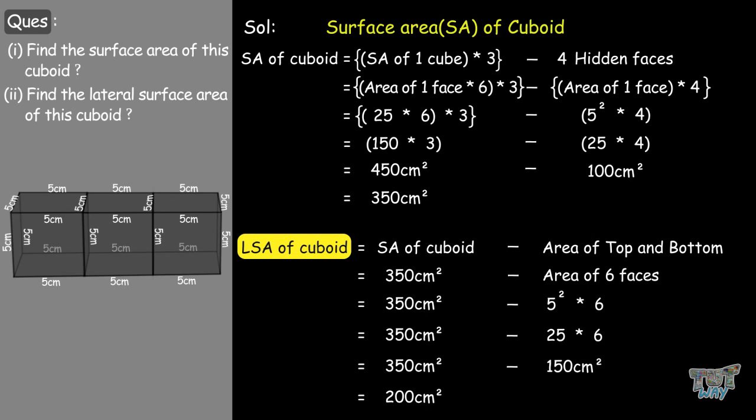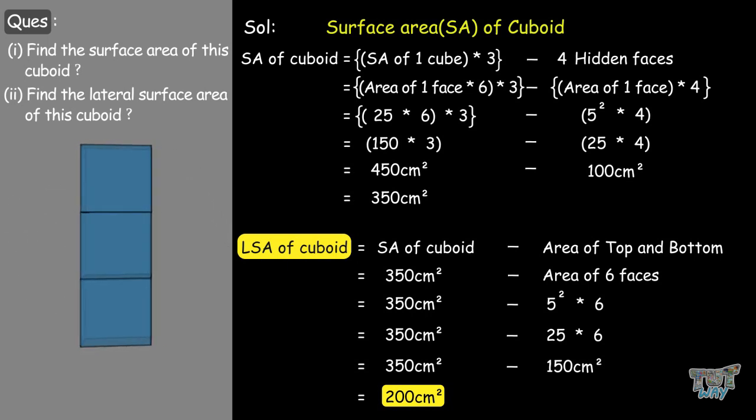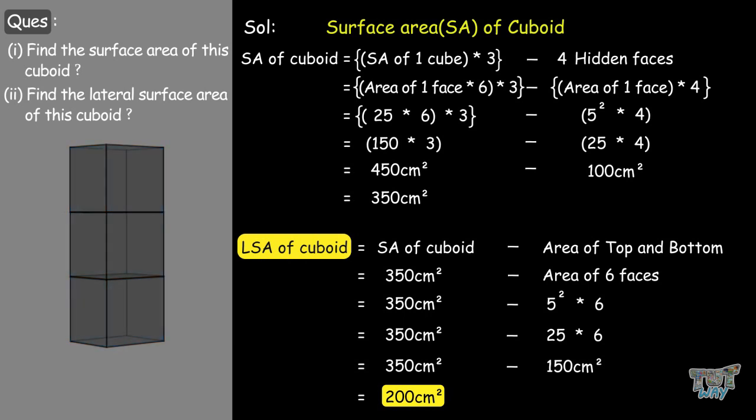So lateral surface area, that is the surface area of the walls of this cuboid, if you're placing this cuboid in the horizontal fashion, is 200 centimeters squared. If you keep it vertically, then the lateral surface area will be larger, and you will be subtracting the area of only two faces from 350 centimeters squared, because the top and bottom are only two faces in total. Therefore, subtract the area of two surfaces to find the lateral surface area.